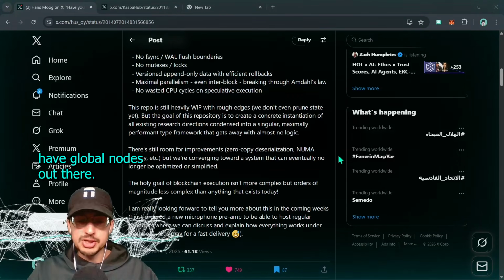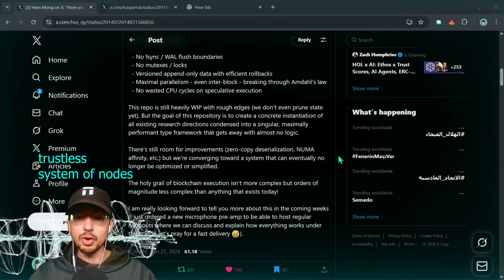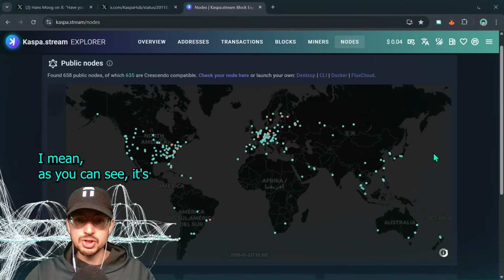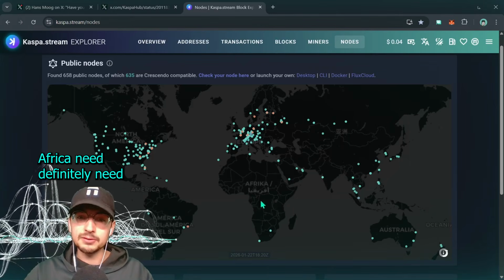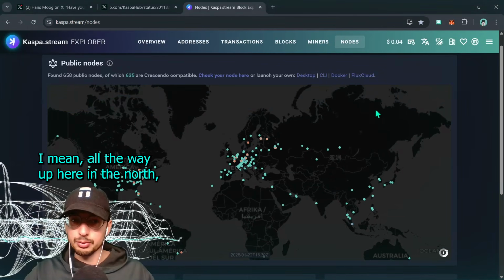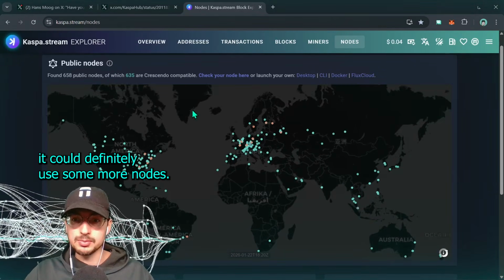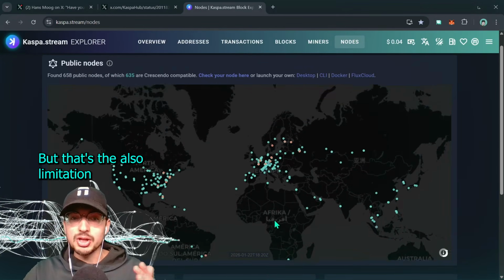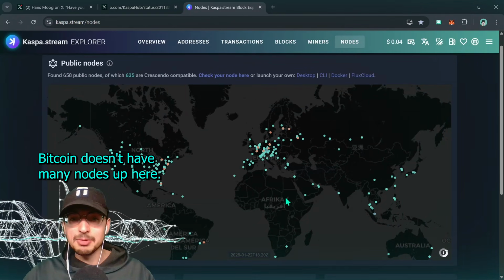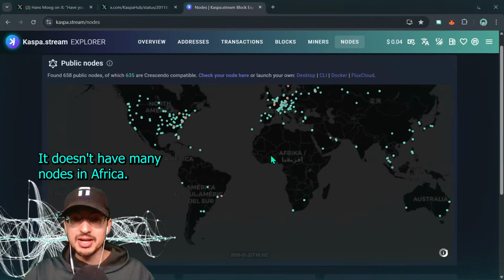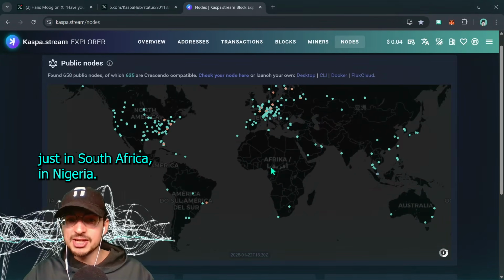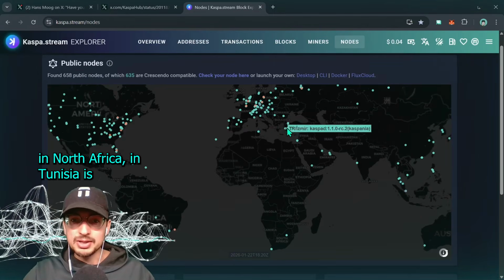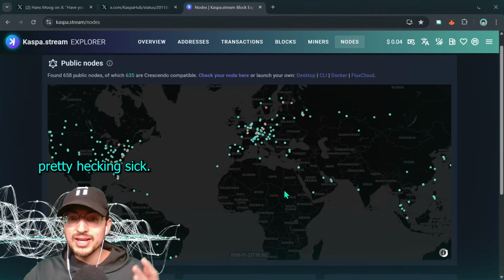You have global nodes out there, a global trustless system of nodes spanning the entire earth. I mean, as you can see, it's literally spanning the whole earth. Africa definitely needs some more nodes. All the way up here in the north, it could definitely use some more nodes. But that's also a limitation that the Bitcoin network has. Bitcoin doesn't have many nodes up here, doesn't have many nodes in Africa. It's largely just in South Africa and Nigeria. So having a node up in North Africa and Tunisia is pretty sick.